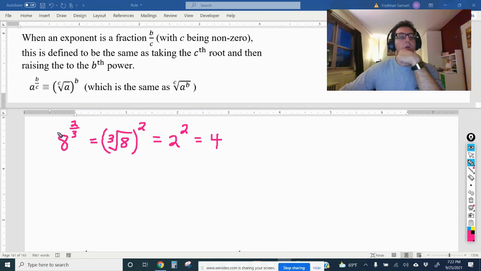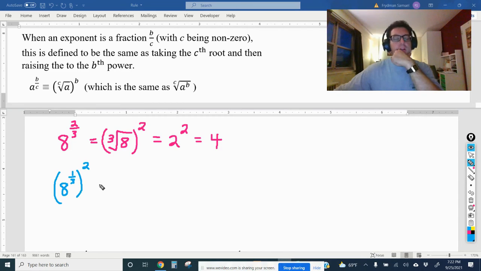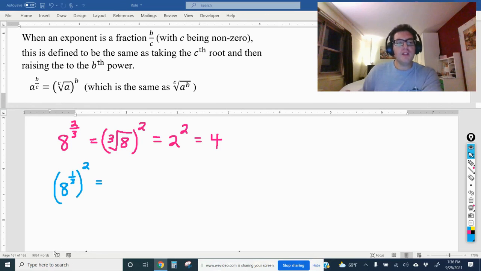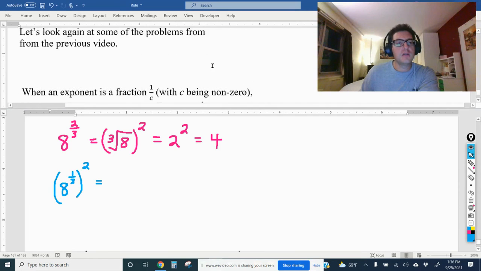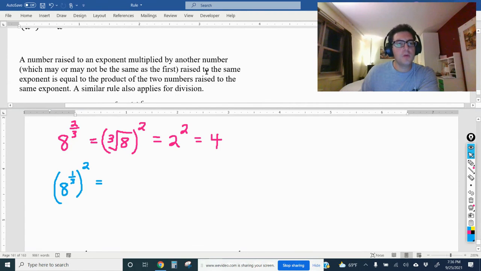All right. Now, why is a to the b over c defined this way? Why was the rule invented this way? Well, it's actually not too hard to see that this is consistent with the power rule, which we learned earlier. So what if, for example, I wanted to evaluate 8 to the power of 1/3, all raised to the second power? We can evaluate this in a couple of different ways, and if we see that no matter which way we evaluate it, we get the same result, then we'll have shown that the rules are consistent. So we can evaluate this by using the power to a power rule.